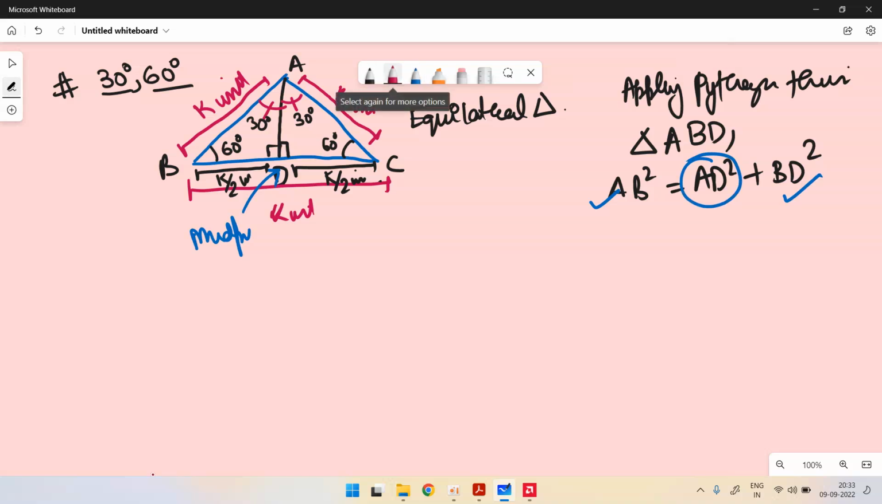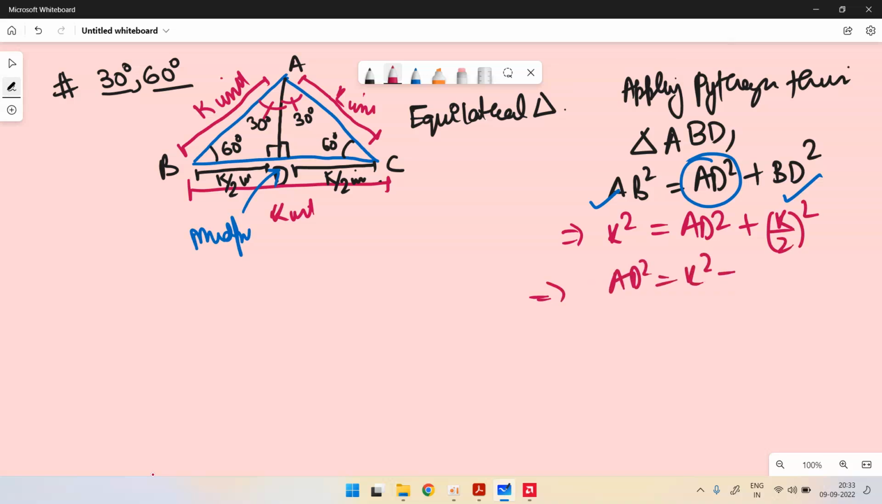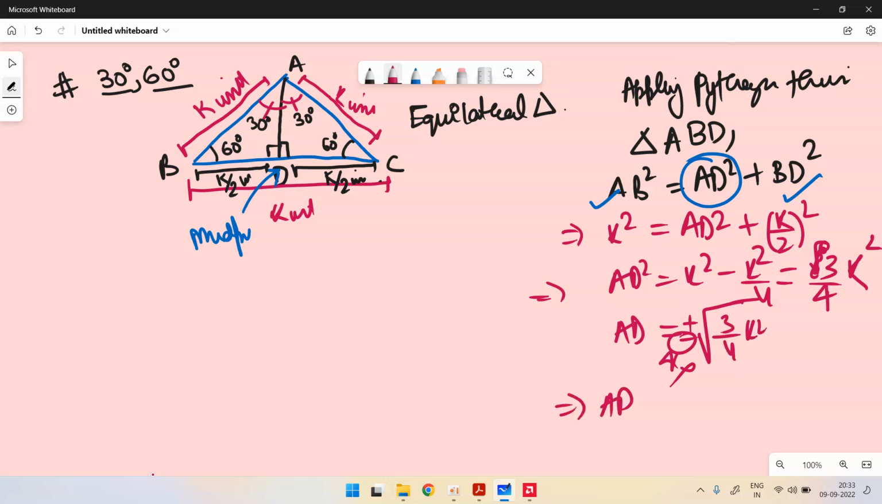So I am substituting the value of AB, that is k square, equals AD square plus BD square, where BD is k by 2 whole square, which implies that AD square is nothing but k square minus k square by 4, which is nothing but 3 by 4 k square. And if you calculate the value of AD, it is nothing but under root 3 by 4 k square, the minus sign is neglected, and so AD is nothing but root 3 by 2 k unit.